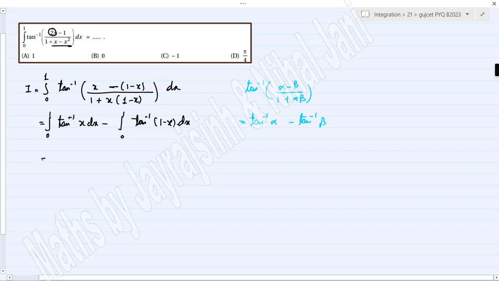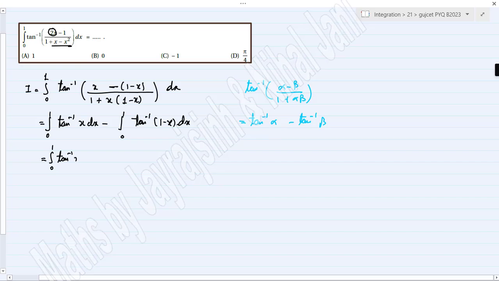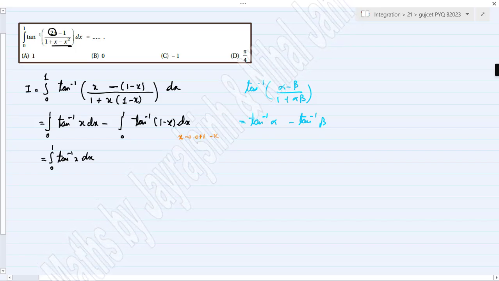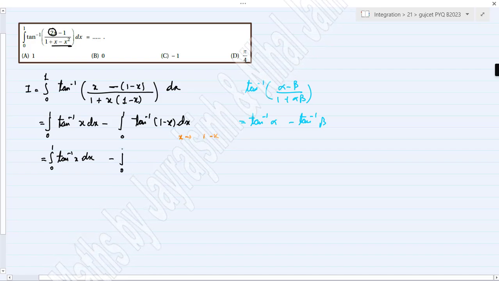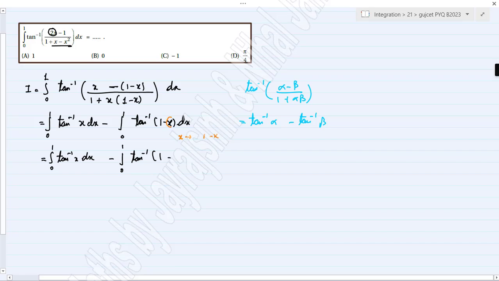Now what next? We can apply integration by parts or take x equal to tan theta, but there's no need to put in that much effort. See, the first term will be as it is. In the second term, let's apply the property: x replaced by the sum of limits minus x, or we can say 1 minus x. So here we will get tan inverse of 1 minus, instead of x, we have to place 1 minus x.